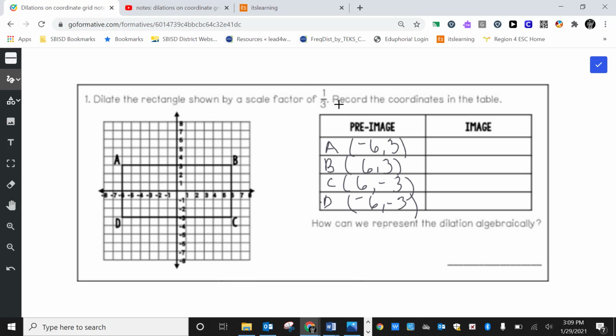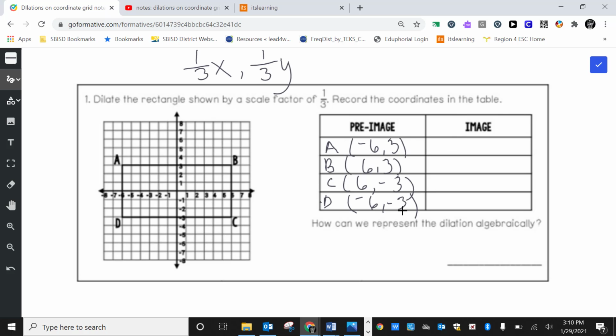Now, when we're given a scale factor, we're going to take that scale factor and we're going to multiply it by our x and y. So I'm going to take 1/3 and I have to multiply it by x for each point. So for A, B, C, and D, I have to take 1/3 and multiply it by my x values. And then I also have to do 1/3 times my y values. So let's look at A.